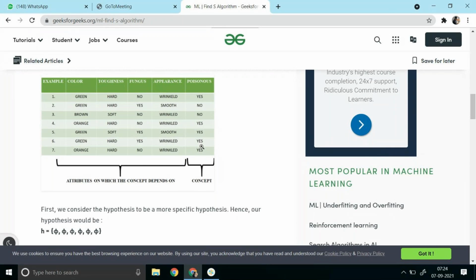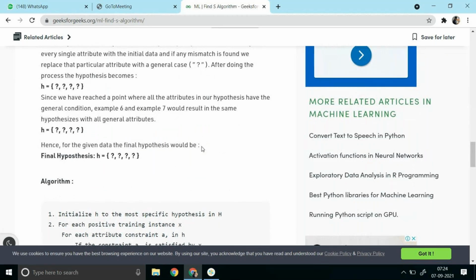So now you can see here, we got question mark, question mark, question mark, question mark as the final hypothesis. It means anything we will consider as poisonous, no matter what. In some examples you will get a question mark, and here you might get yes, and here you might get wrinkled, which means these two can be anything, but these two have to be yes and wrinkled. Then only we call it poisonous. Otherwise, we'll say it is not. Understood now?